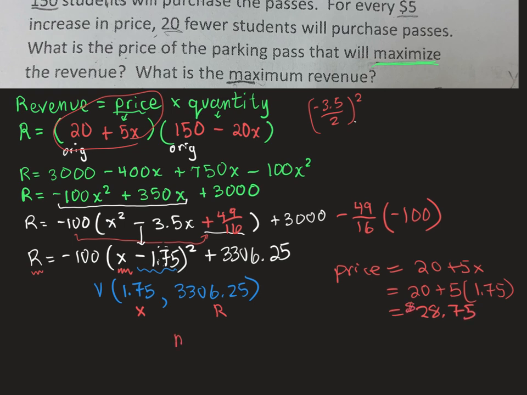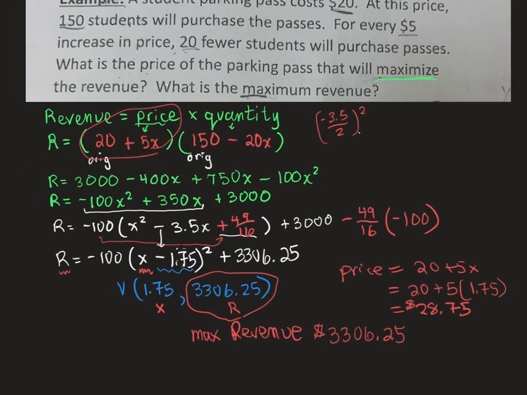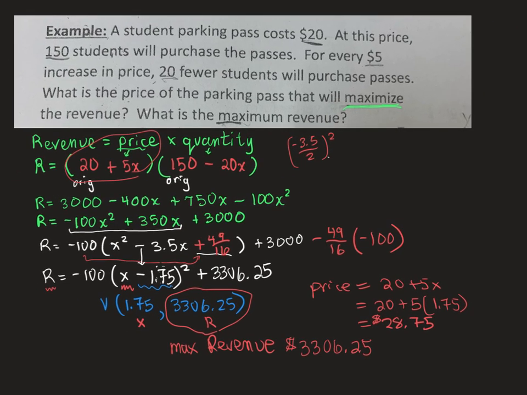Now, our maximum revenue, we already have really. That's the second question they asked, and that is our R here. So our maximum revenue would be $3,306.25. And there we go. That is how you do that. And hope that helped.